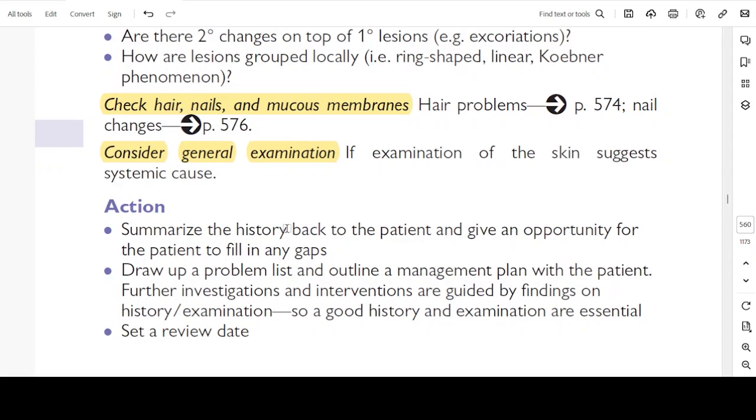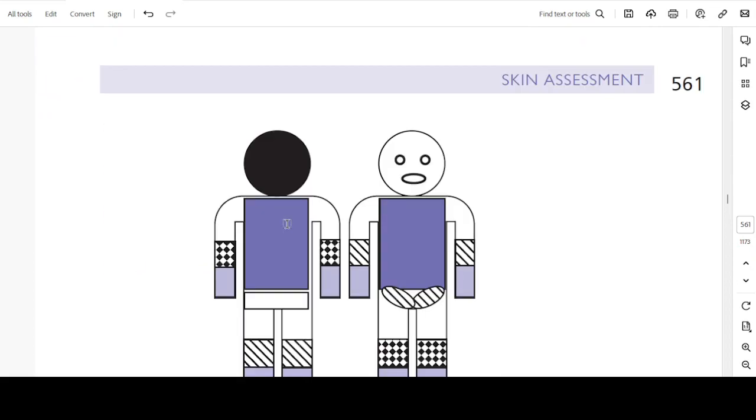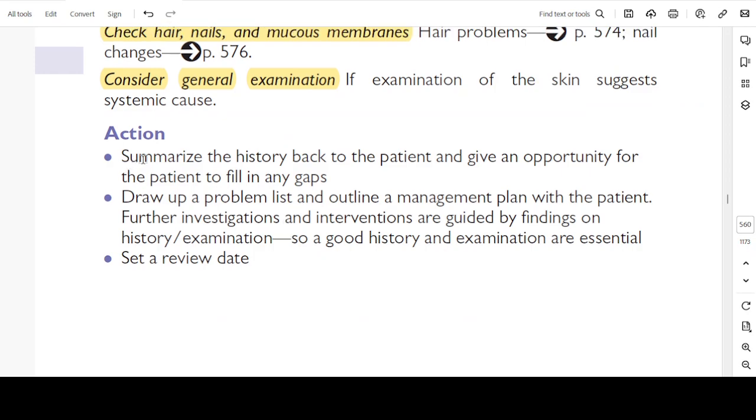Consider general examination. If an examination of the skin suggests a systemic cause, then you consider general examination. Action: summarize the history back to the patient and give an opportunity for the patient to fill in any gaps. Draw up a problem list and outline a management plan with the patient. Further investigations and interventions are guided by findings on history or examination. So a good history and examination are essential. Set a review date.